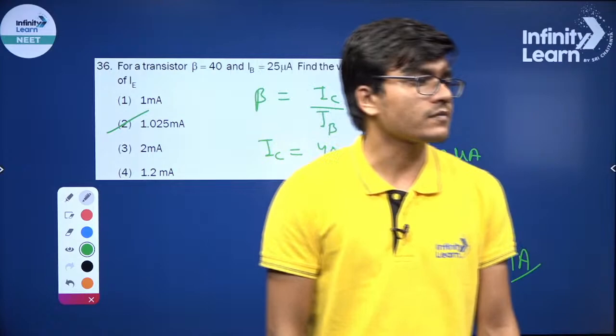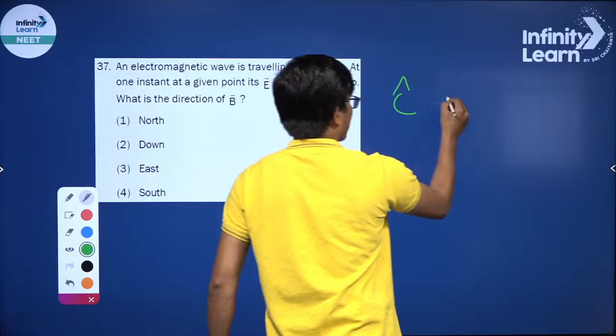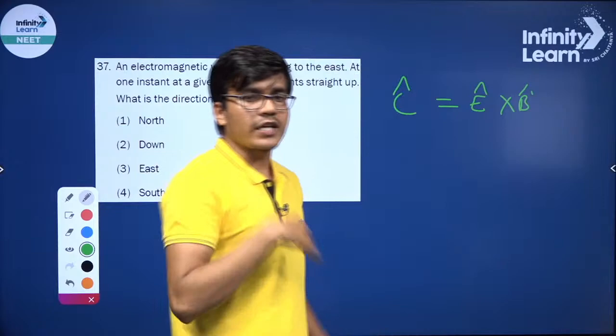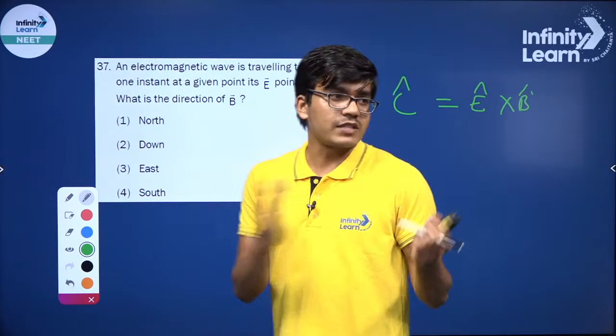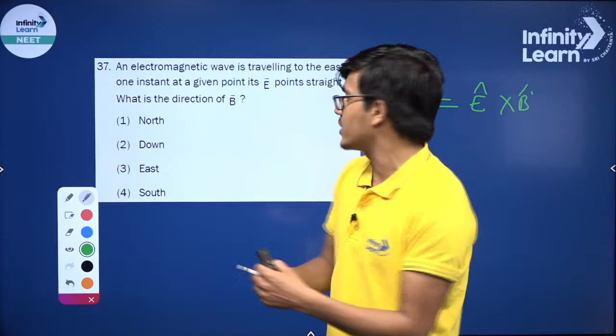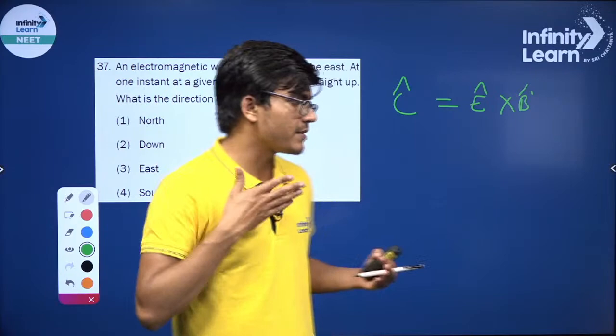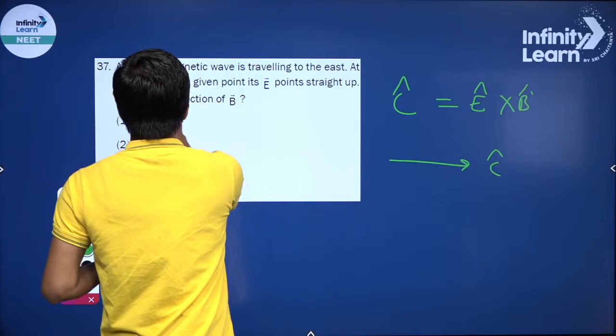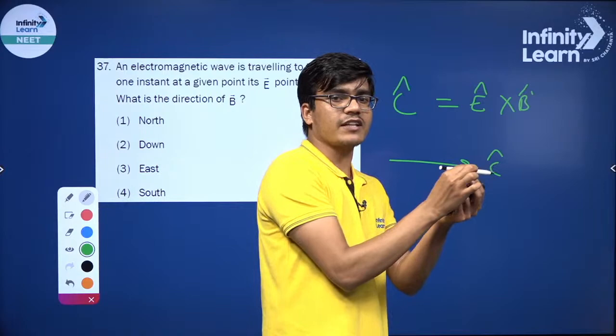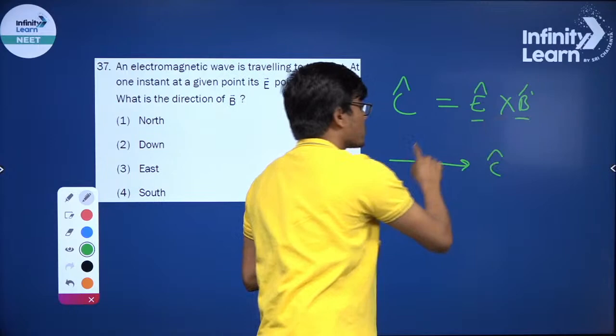All right, moving to the next question. Very simple question. In this chapter, you have to remember that the direction of velocity of wave is equal to the E cross B. Electric field and magnetic field are E and B, and C is the direction of velocity, and they are all mutually perpendicular to each other. So if you have an electromagnetic wave traveling in east, and let's say my east is in this direction, so the wave is in this direction, this is the direction of C cap. And the electric field at one instant points straight up. I know that E cross B should be in the direction of velocity, means in the direction of east.